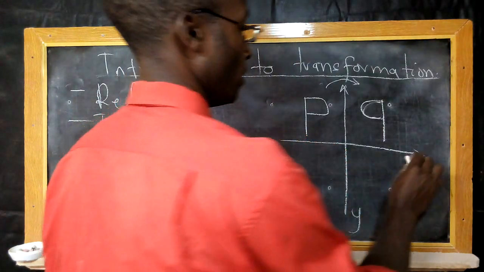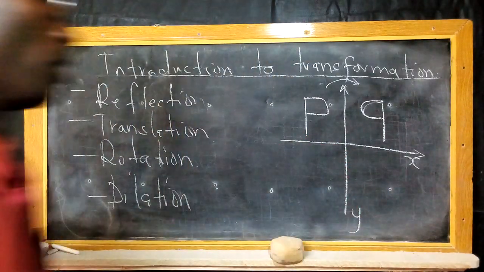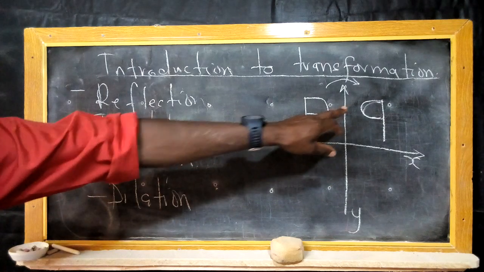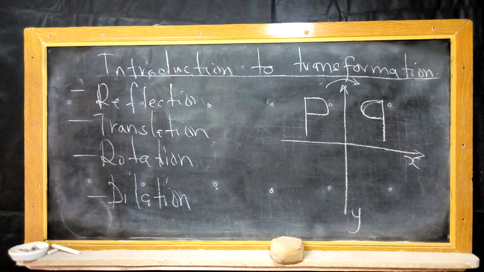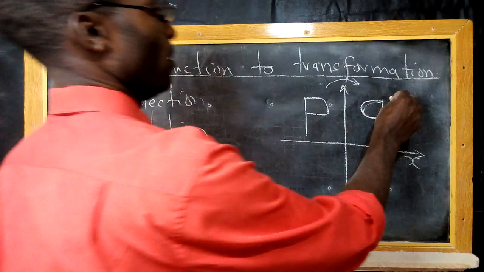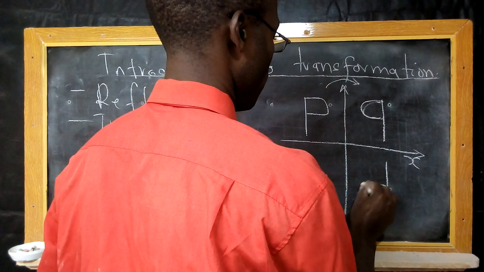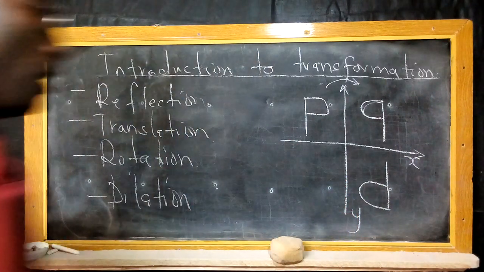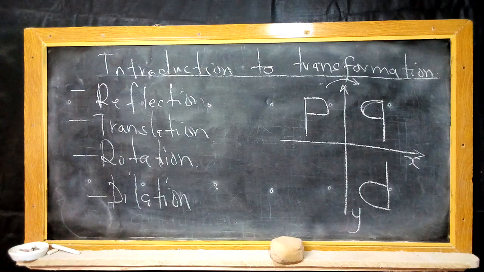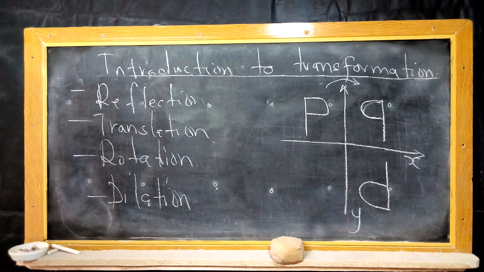So this is a coordinate plane. If it's a reflection in the y-axis, then we shall have its image appearing like that. Suppose this image is still reflected in the x-axis, then we shall have its mirror image appearing like that. So in that case, that's how reflection happens in both the y and x-axis.